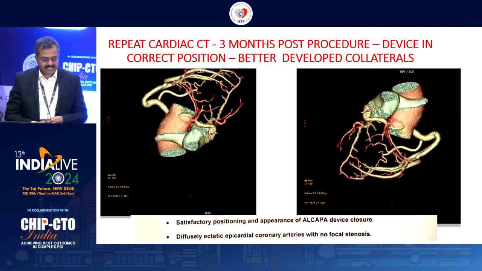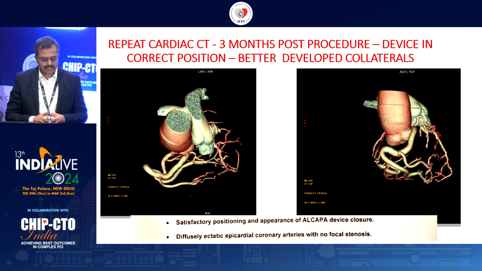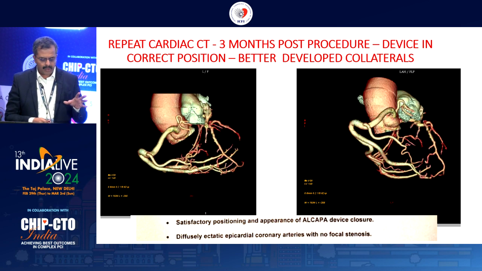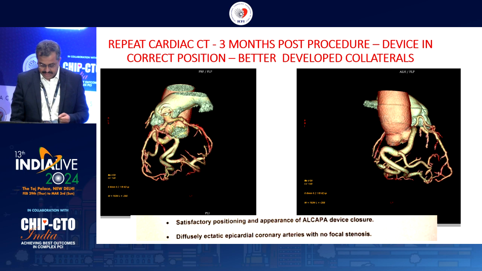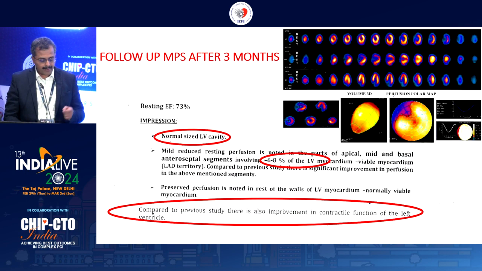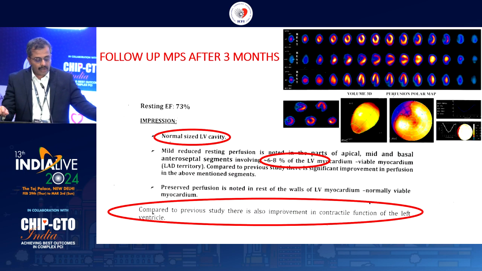We reconfirm it on the CT. We repeat a cardiac CT 3 months down the procedure. The device is exactly in the position where we wanted, and the collaterals on the CT itself are well developed now. But the proof of the pudding is actually on the perfusion scan.